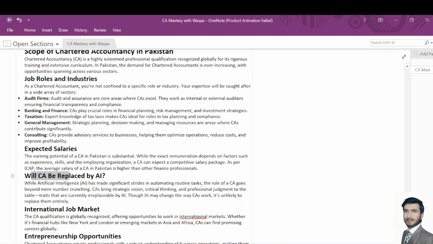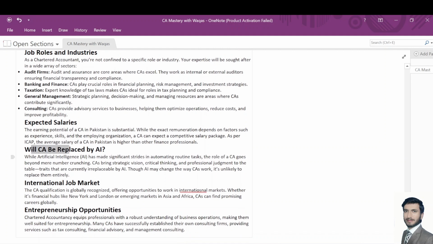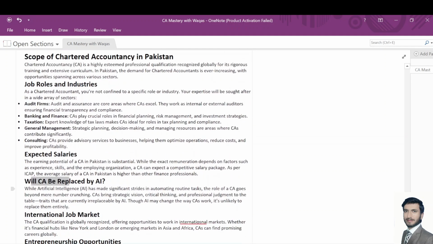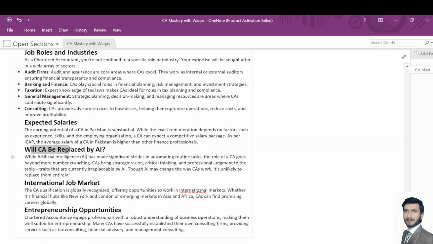Will CA be replaced by AI? No, CA will not be replaced by AI. However, AI will help chartered accountants in their overall career. International job market: yes, a lot of qualified chartered accountants from Pakistan are working abroad in different countries like Saudi Arabia, UAE, and different Western countries.